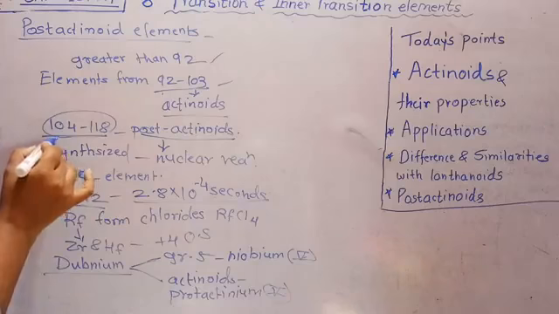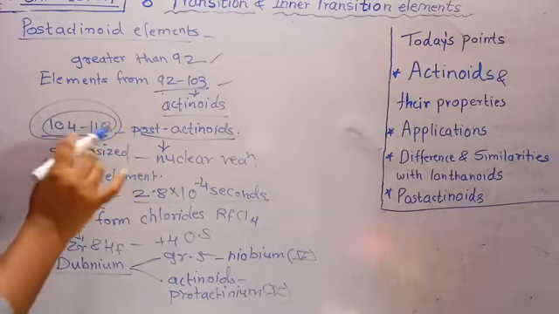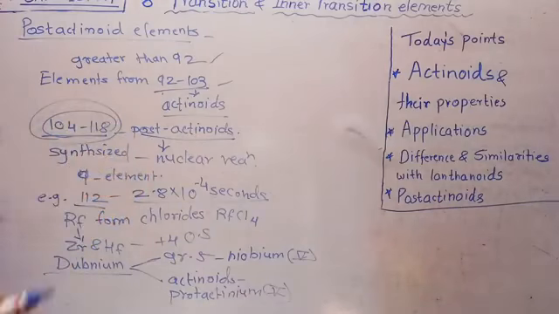So the elements from atomic number 104 to 118 in the modern periodic table are called the post-actinoids. They follow after the actinoids. Clear?